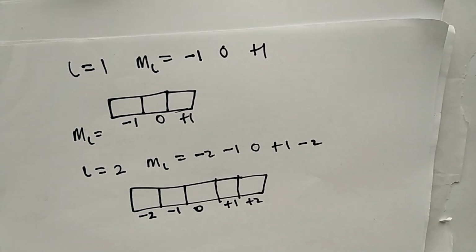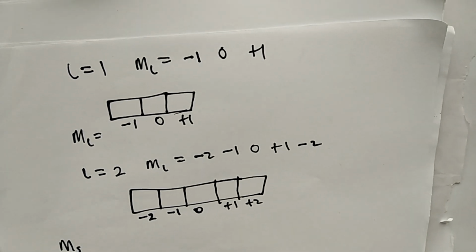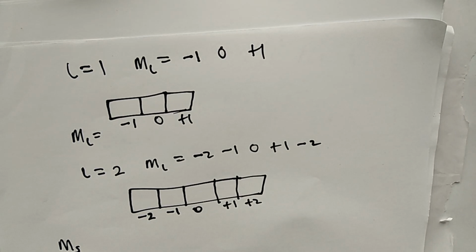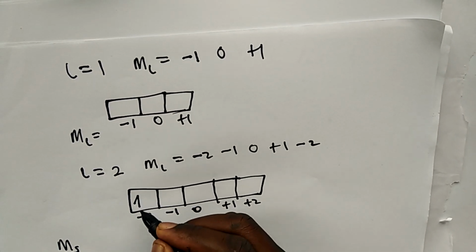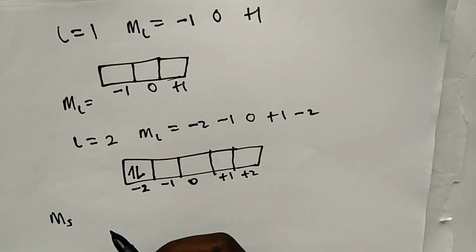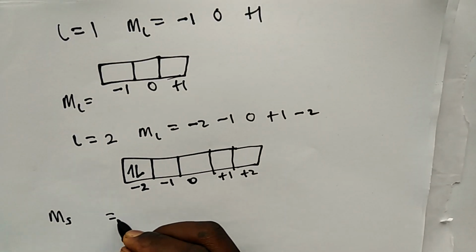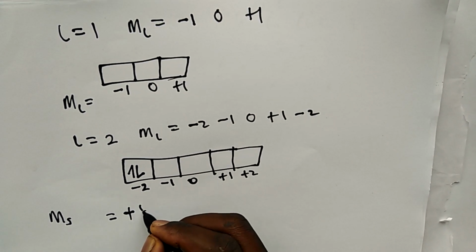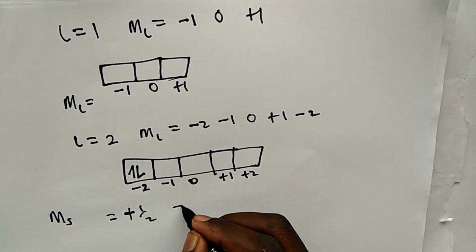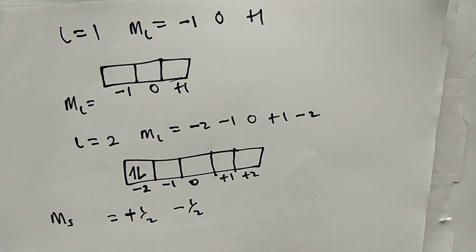Then we'll put the electrons inside to know the exact orbital where the electron is. For the ms, the electron spin, we know that in each orbital the electron spin could be up or down. If it's spin up, it equals plus half. If it spins down, it equals minus half. So let's take some examples so that we understand more clearly.